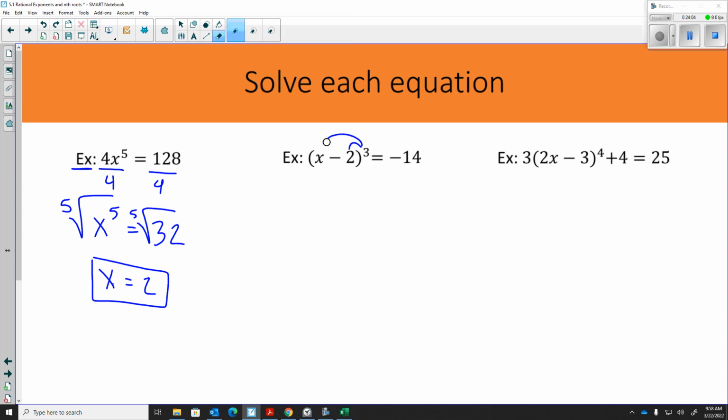You want to get rid of the roots. So we're going to take a cube root. So it's x minus 2 equals the cube root of negative 14. Is there a cube root of 14? No. 2 times 2 times 2 doesn't work. 3 times 3 times 3 is too big. So there's no cube root.